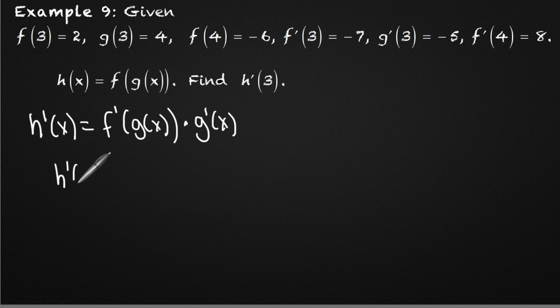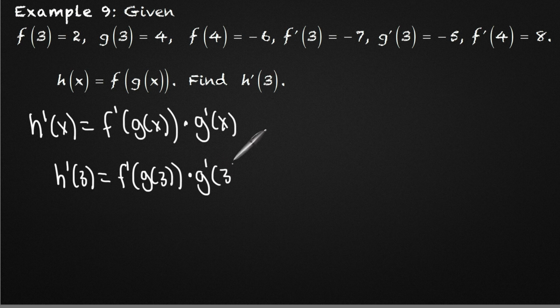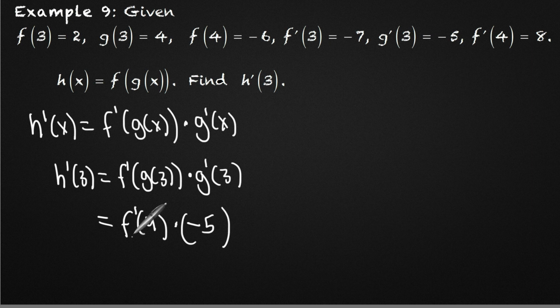Now, h prime of 3 is going to be f prime and then g of 3 times g prime of 3. So let's see what g of 3 is. G of 3 is equal to 4. So let's replace g of 3 with 4. G prime of 3 is given to us as negative 5. Now f prime of 4 is given to us as 8. So 8 times negative 5 is negative 40.